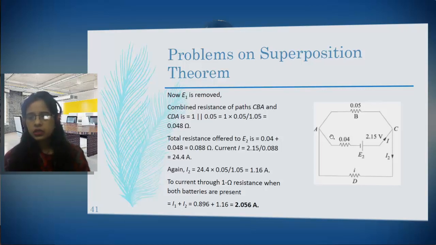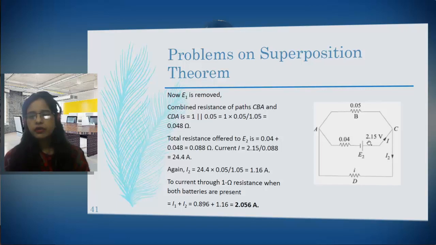So here again, see, this resistance 0.05 and this resistance, they are connected in parallel. So we'll find out the equivalent of 0.05 and 1. So parallel of 1 and 0.05 will give us 0.048 ohm as the equivalent resistance of this and this. That equivalent resistance will be in series with this 0.04, right? So the total resistance will be 0.04 plus 0.048, so it will be 0.088.